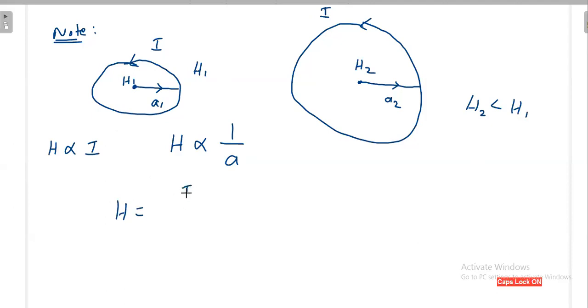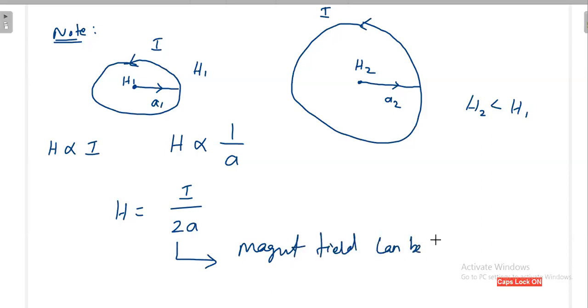So again, that's why 2A: you can be above the ring or below the ring. That's why I divided by 2A. This 2 comes because the magnetic field can be above or below the ring, either or. That's why 1/2 comes. So this is another simple way to remember the magnetic field due to a circular ring.